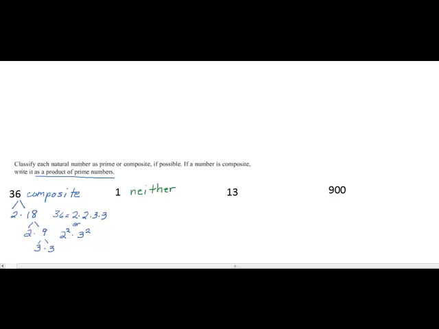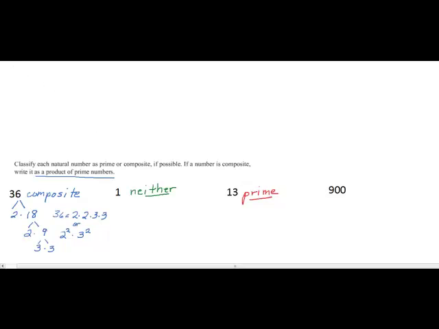Oh yes, we know that number 1 here, that's neither. We talked about that already. Neither prime nor composite. Number 13, well, only 1 and 13 go into 13, so 13 is a prime number.